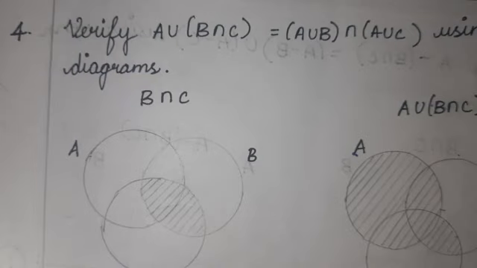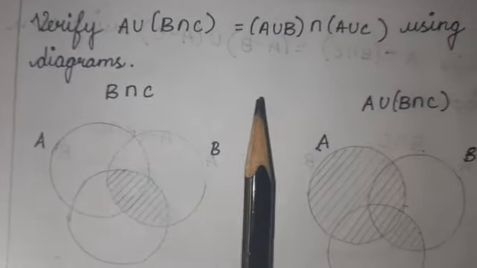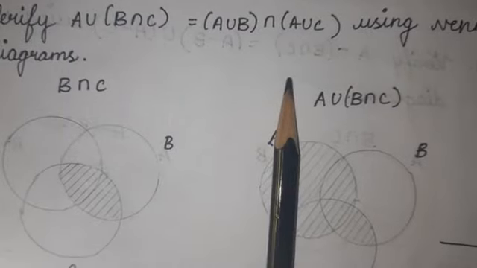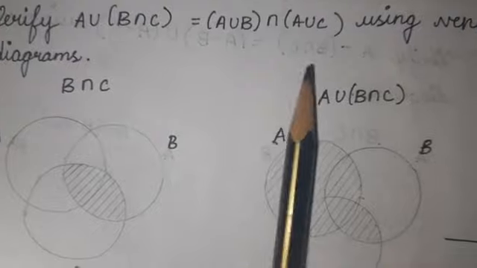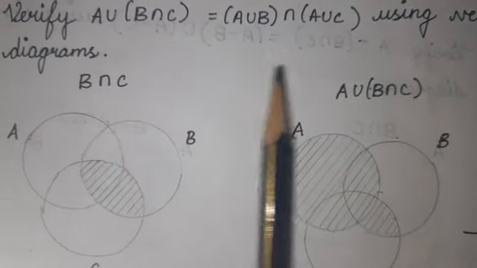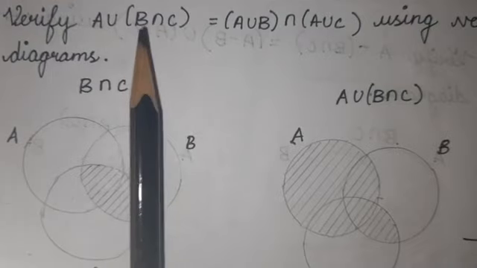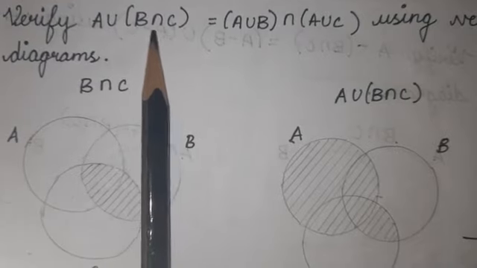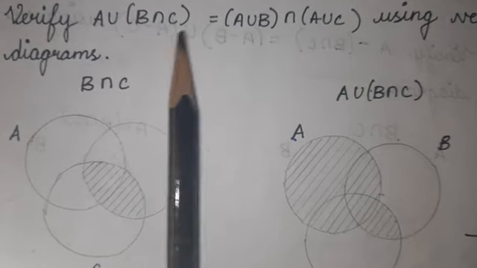Next we will see the Venn diagram. Verify A union (B intersection C) is equal to (A union B) intersection (A union C). We have to verify that both are equal by using Venn diagram. First we should take the LHS side. In the LHS side, first we should find inside the bracket. Inside the bracket what do you have? B intersection C. So first we should find B intersection C.